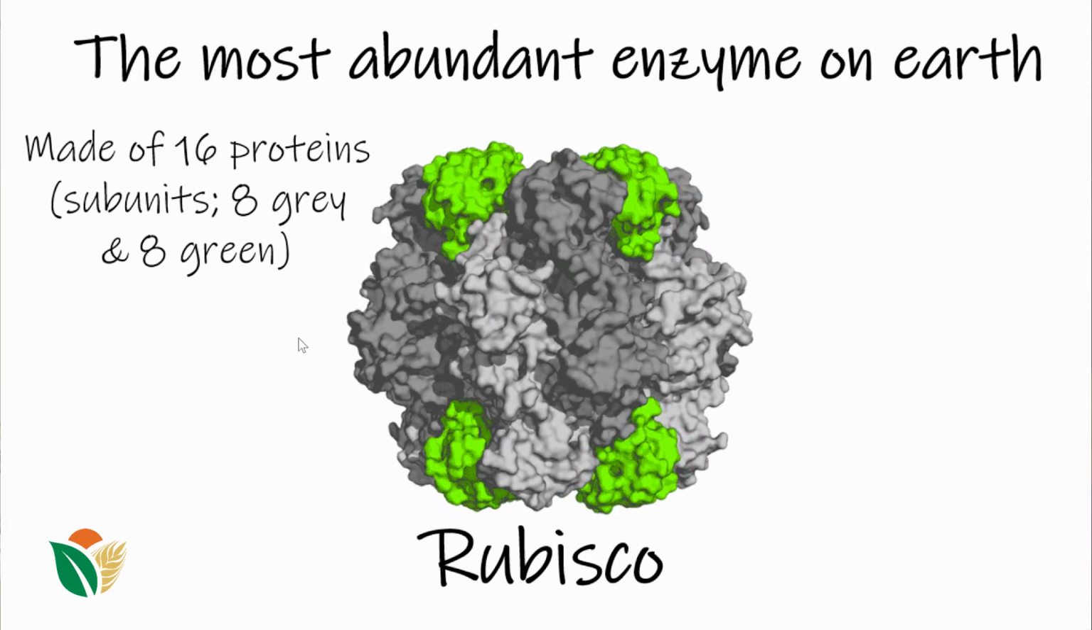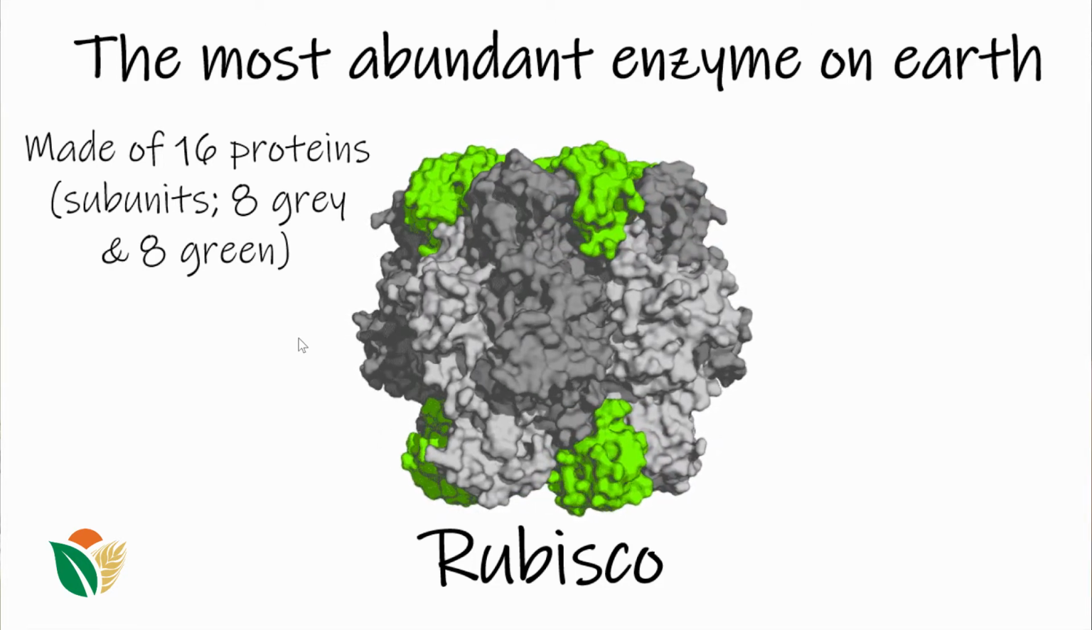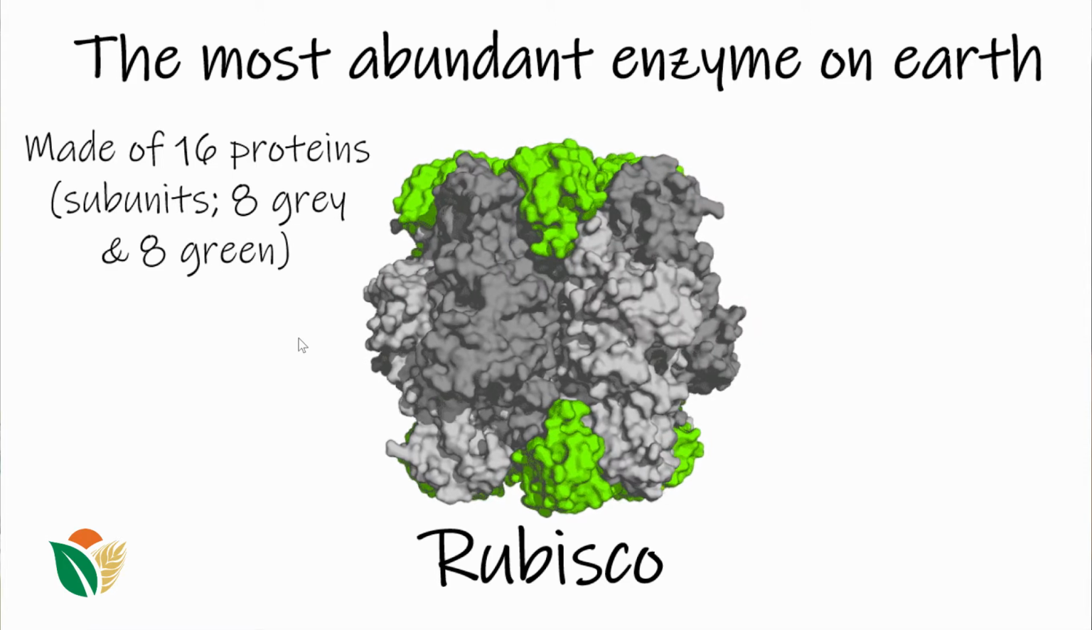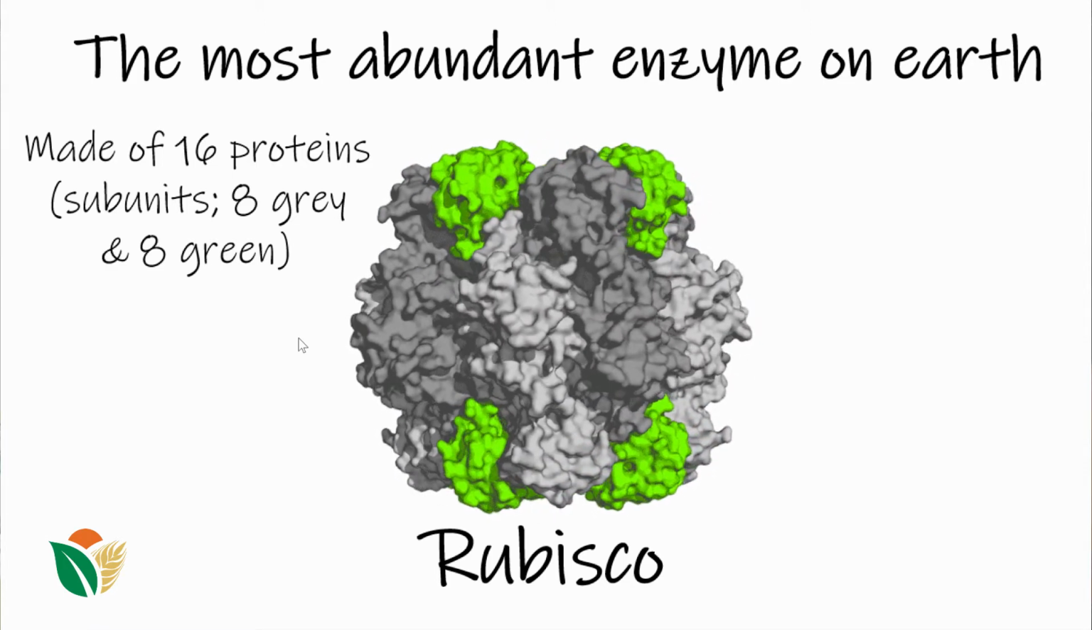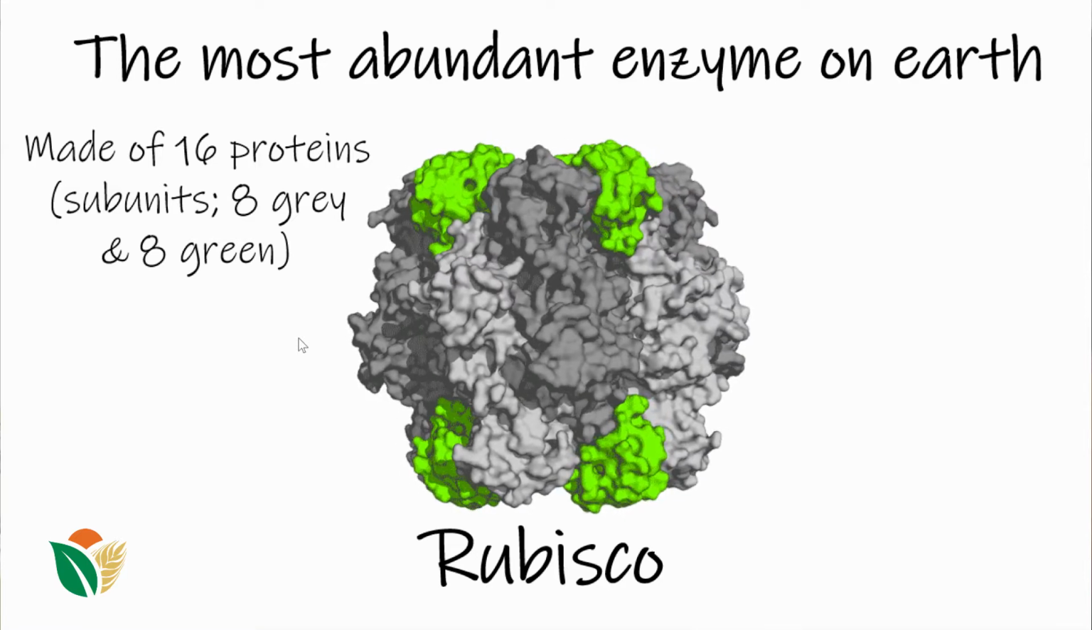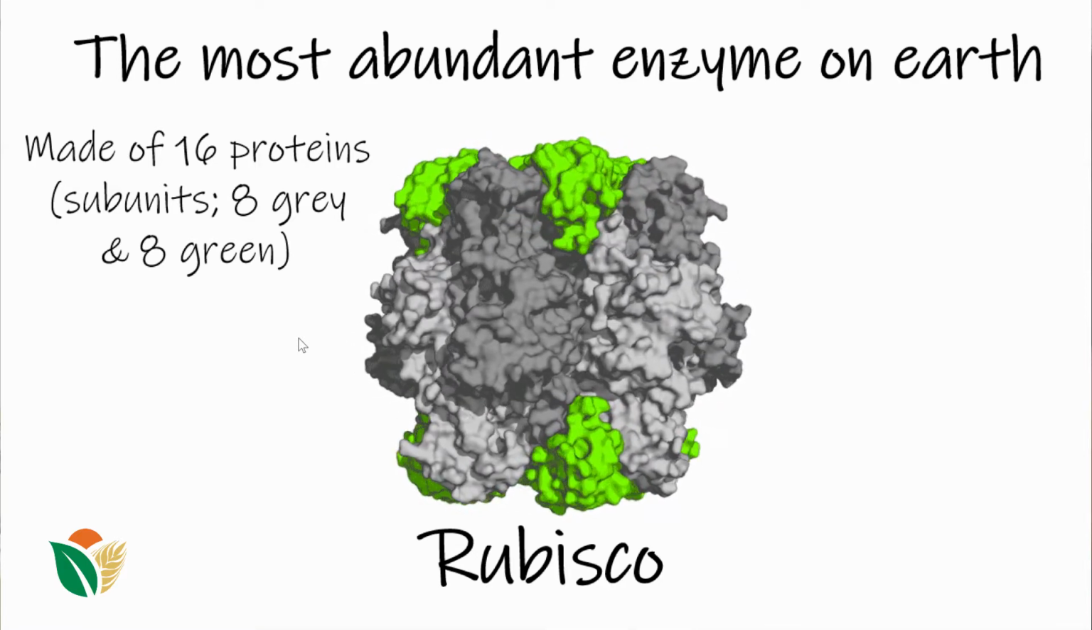So here is the structure of Rubisco. It doesn't look like a Pac-Man, it doesn't look like a Rubik's Cube. It actually is quite complex. It's quite a large enzyme complex. The reason for that is because it's actually made of 16 different proteins.